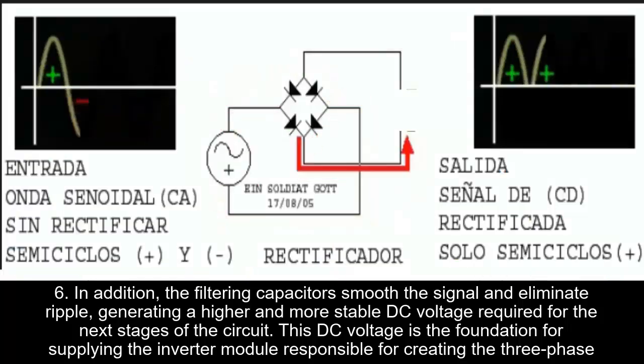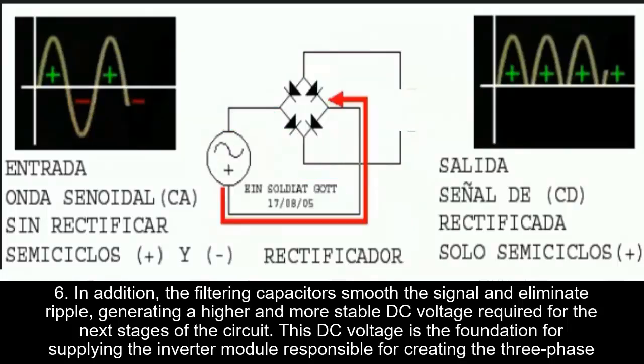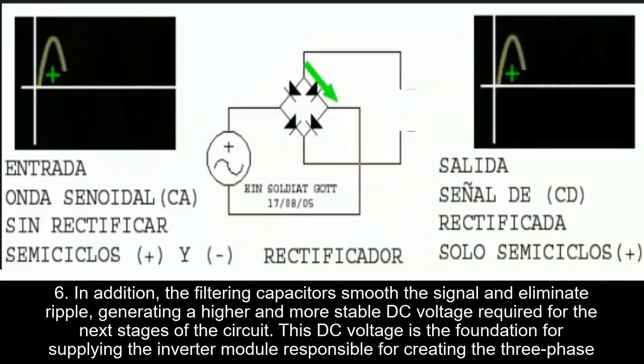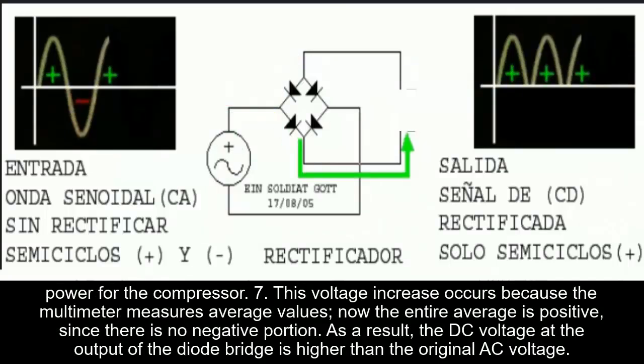This DC voltage is the foundation for supplying the inverter module responsible for generating the three-phase power for the compressor.